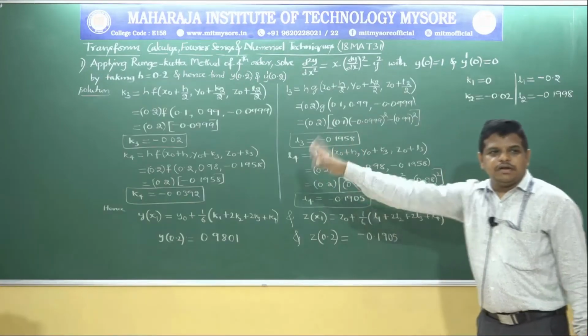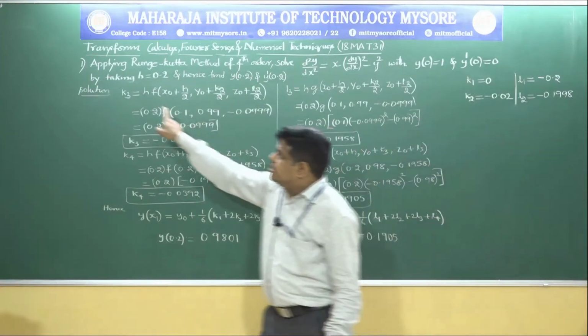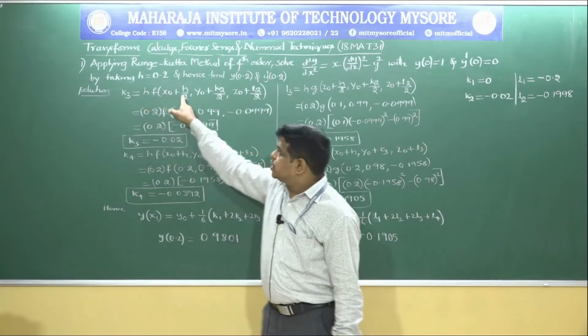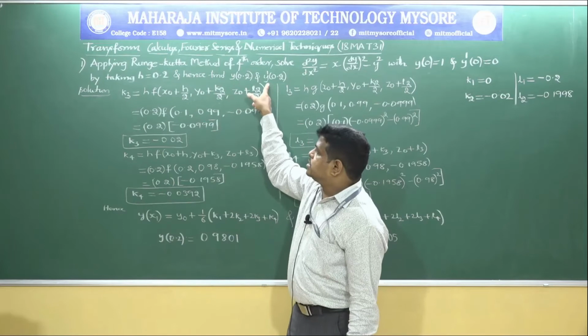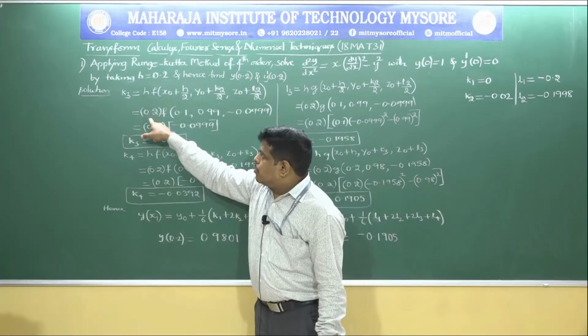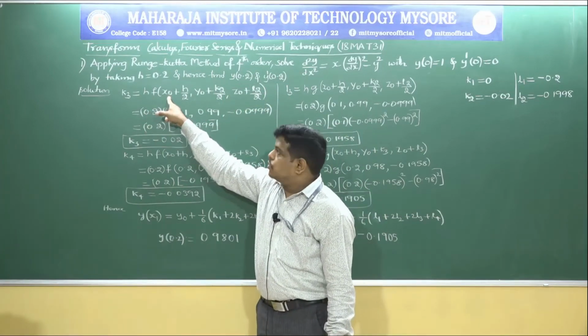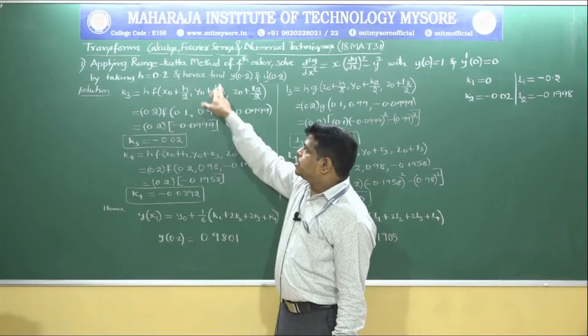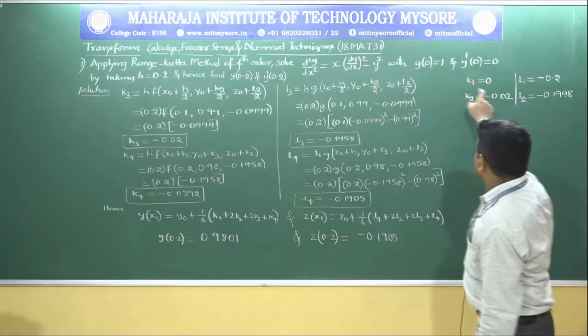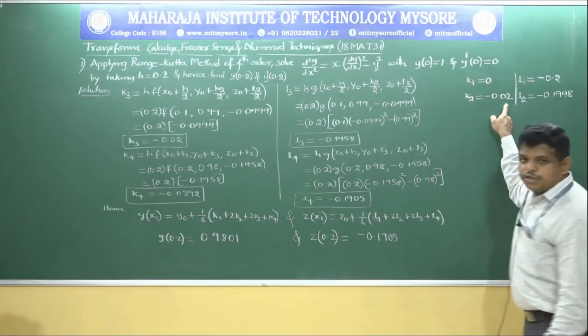After finding k1, l1, k2, l2, now we are finding k3. K3 is given by h into f of x naught plus h by 2, y naught plus k2 by 2, z naught plus l2 by 2. Here h is 0.2. We know that x naught is 0 and h is 0.2, so 0.2 divided by 2 gives 0.1. Next, y naught plus k2 by 2. I have written the k2 value here. Here k2 is minus 0.02.